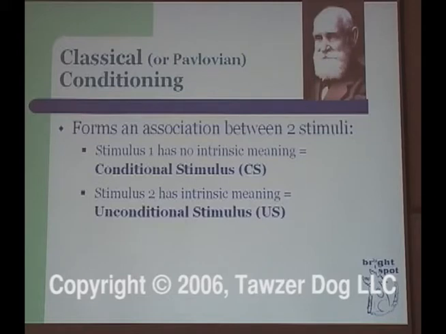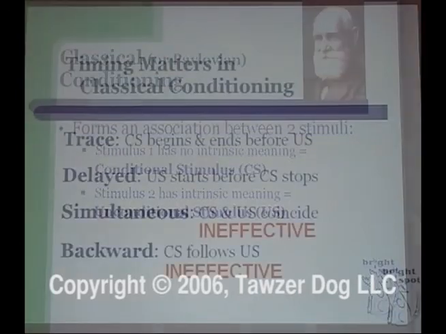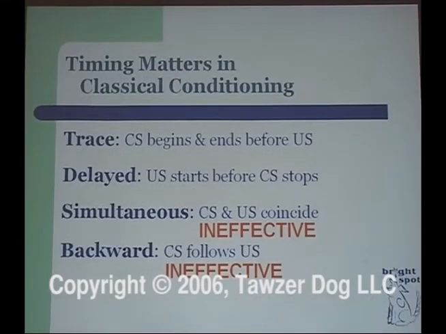Stimulus 2 does have intrinsic meaning. It's the unconditional stimulus. It didn't have to be learned. That sight, sound, taste, smell, or touch means something to the animal naturally. Classical conditioning is a way that animals learn to predict things. It's a way that they look at their environment and say, if A happens, I know that B happens next. If A happens, it's predictable that B happens next. So I will react to A as if B is already present, because I know it's coming.